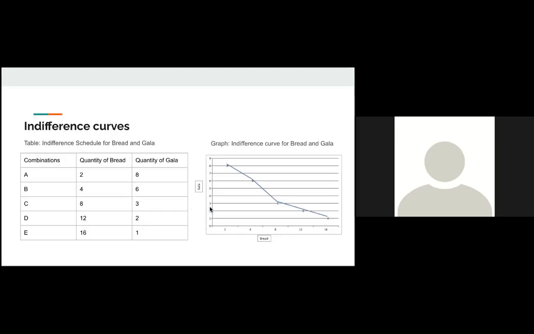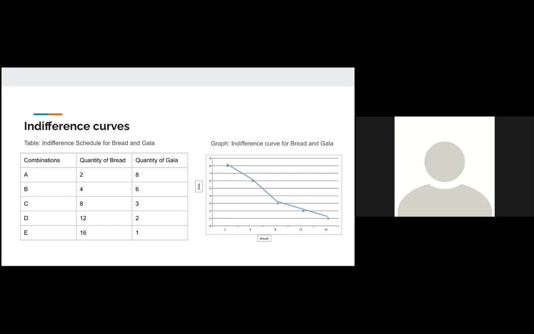So let's look at this table on the left-hand side here. What we're saying here is that we have bread and we have gala. If you eat, let's use slices, 2 slices of bread and 8 pieces of gala, you have a certain utility. If you decide to change that and do combination B, eat 4 slices of bread but 6 slices of gala, you would still have the exact same utility as you did earlier. So what this is showing you is that these are all the different combinations that you can do that would yield the exact same amount of utility.